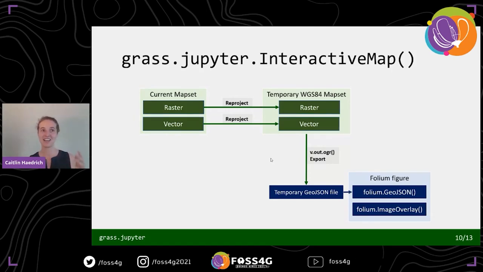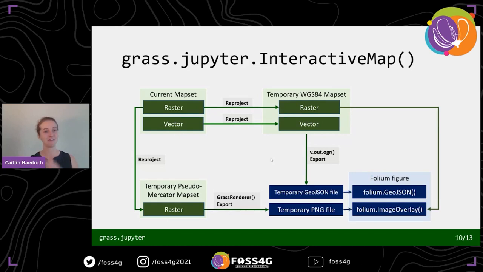For rasters, Folium supports PNG overlay images. It doesn't directly support GeoTIFFs. So we have to provide Folium with the bounds in WGS 84 and a PNG image written in the pseudo-Mercator. So that requires another temporary mapset. So we reproject the raster into a second temporary mapset that's in pseudo-Mercator. We can export that as a PNG image and then finally import it into Folium. This took me the longest of the summer to figure out how to do.